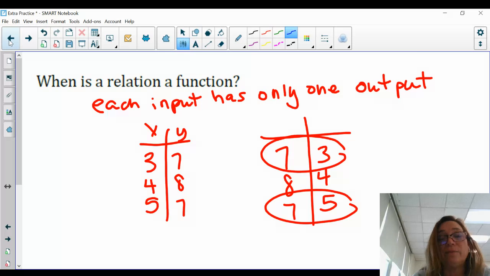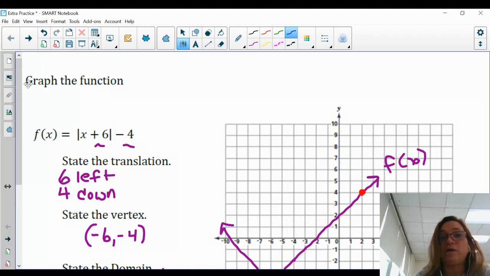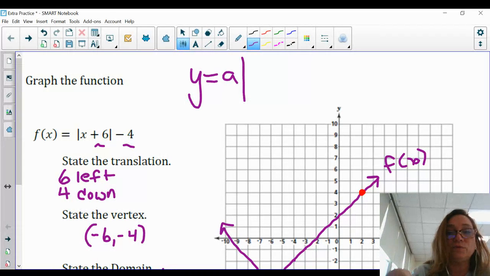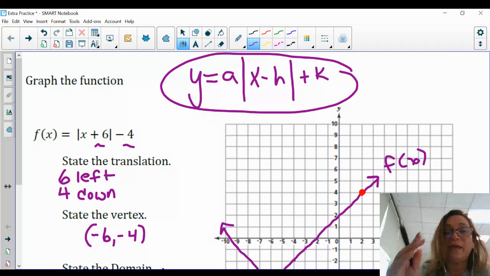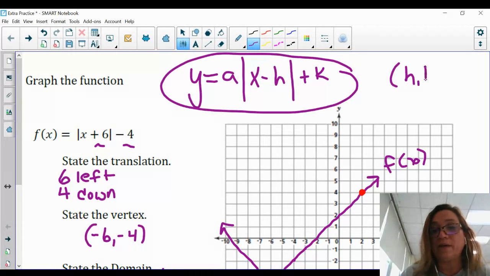But remember, it has to pass the vertical line test, and each input can have only one output. And then here, make sure you memorize this, right? You got this y equals a, the absolute value of x minus h plus k. You got to know this, okay? So the a will tell you if it opens up if a is positive, opens down if a is negative. The h and the k will give you the vertex. H comma k is the vertex.